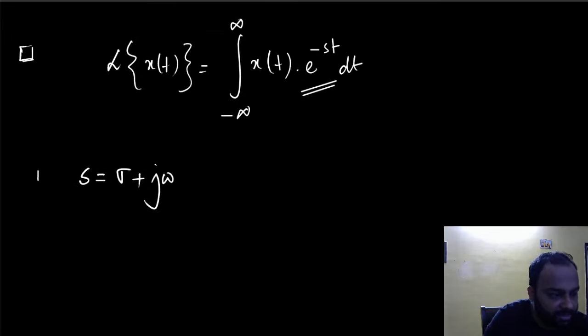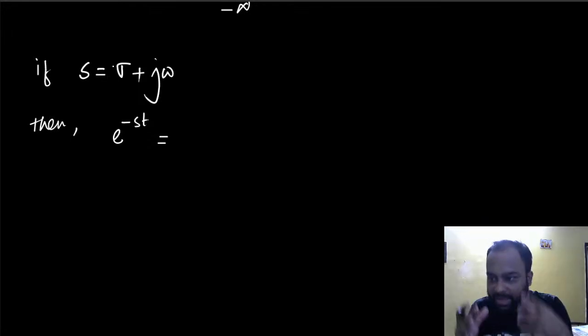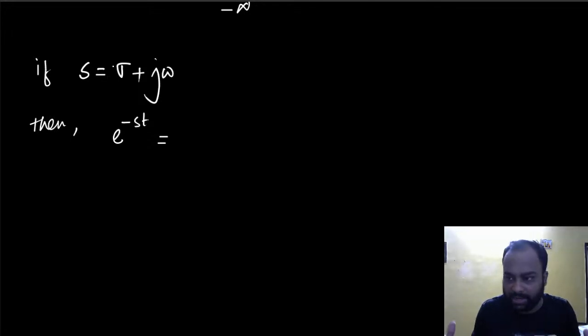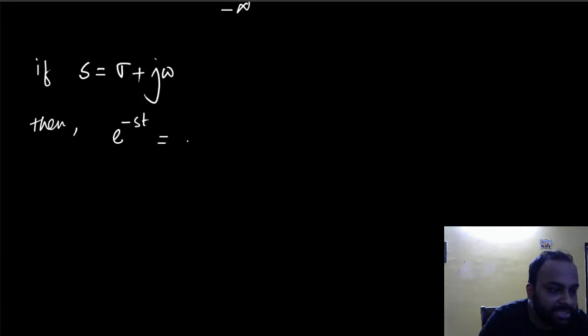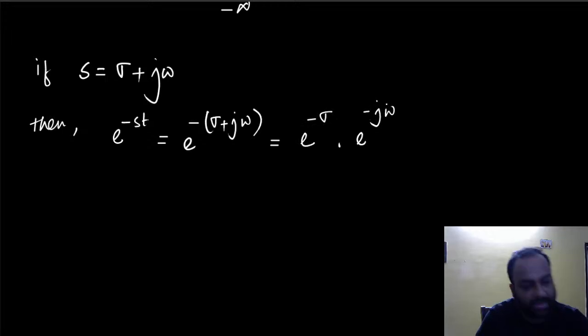So if s is this, then what about e to the power minus st? Notice that sigma itself is a real number, omega itself is a real number. Omega is the imaginary part of this complex number and sigma is the real part. But the real part and the imaginary part themselves are just real numbers. This entire thing combined is a complex number. So e to the power minus st is e to the power minus sigma plus j omega t, and now this is equal to e to the power minus sigma t multiplied by e to the power minus j omega t, and that's obvious.